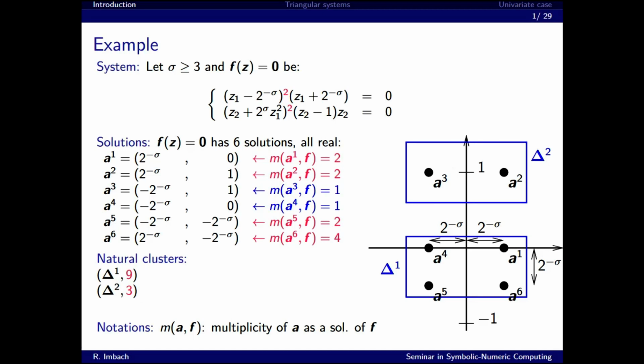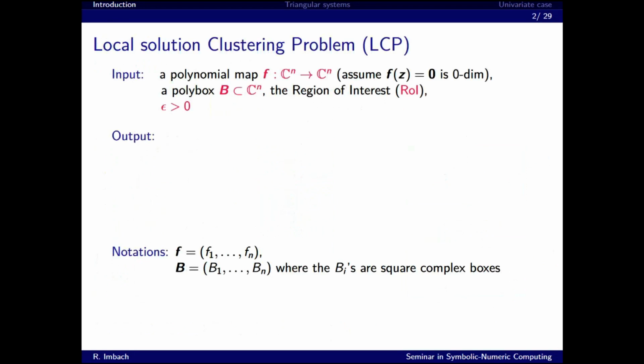Yeah, exactly. And now I will give a definition a bit more formal of what we want to do. So we want to solve what we call the local solution clustering problem, or LCP. Generally speaking, we consider a system of n equations in n unknowns, and we suppose that the set of solutions is zero-dimensional. We consider an initial region of interest in the complex space that is a polybox, and a polybox is a vector of square complex boxes.